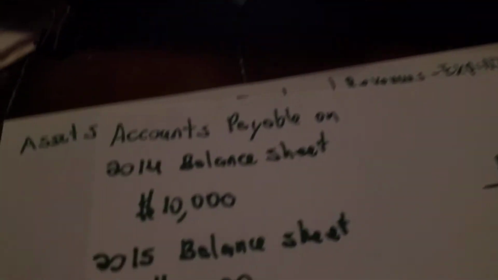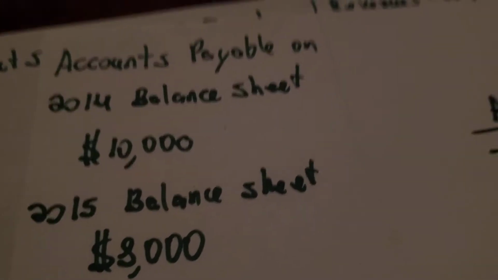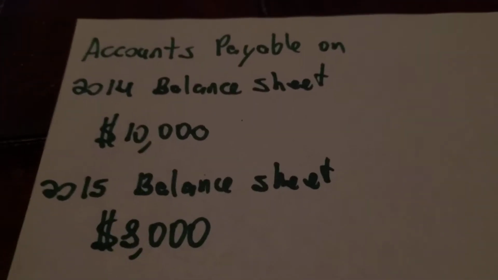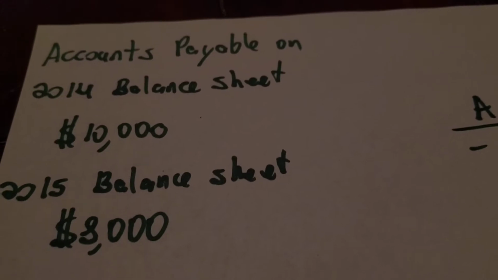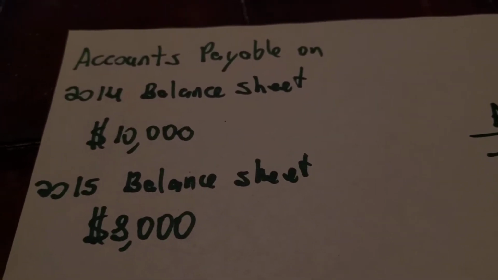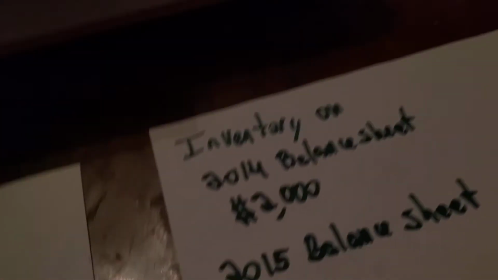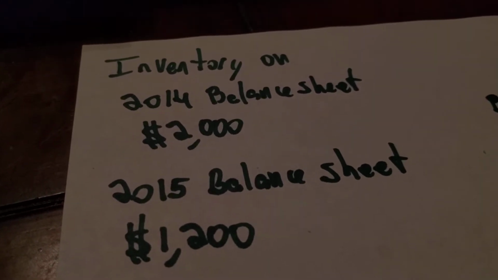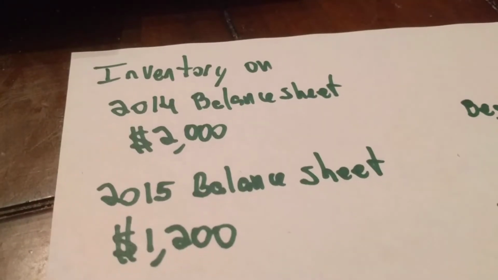We're going to go ahead and look at a problem that would be very similar. So in this problem that I've made up, we have an accounts payable balance given: 2014 balance sheet $10,000 and 2015 on the balance sheet you have $8,000. Also, you have inventory of $2,000 in the 2014 balance sheet and $1,200 in the 2015 balance sheet.